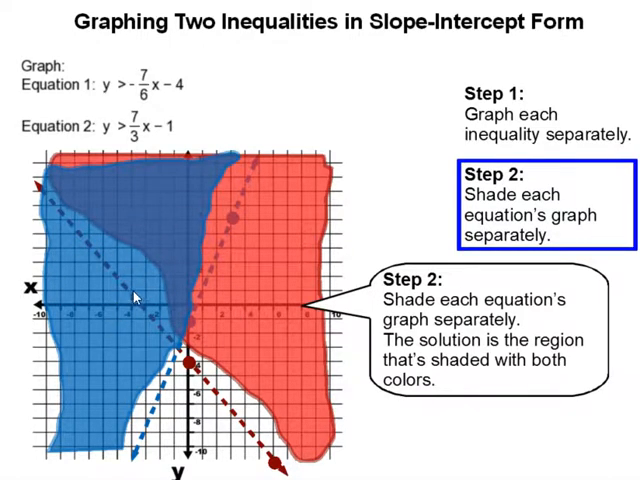And then once you're done shading both regions, the solution to this system is actually the region that's shaded in both times. So this is the solution right here. Okay? And that completes our problem.